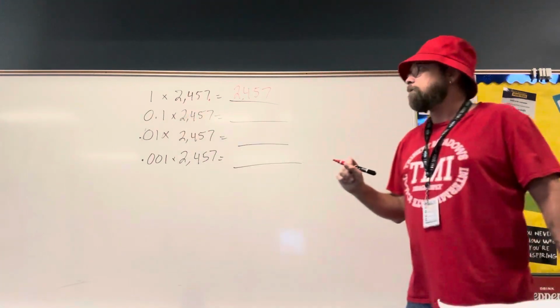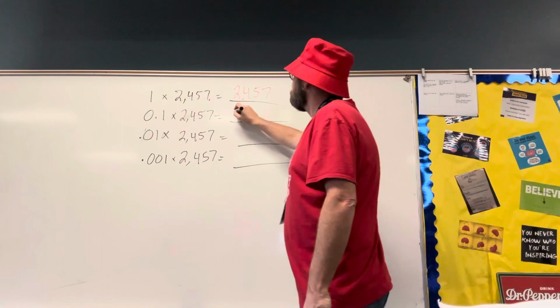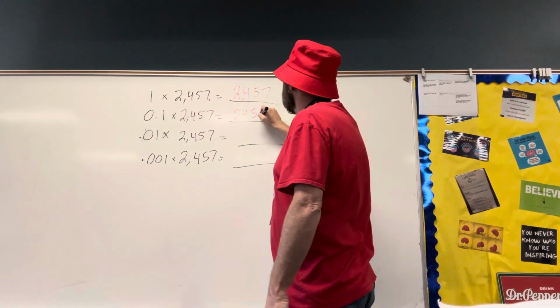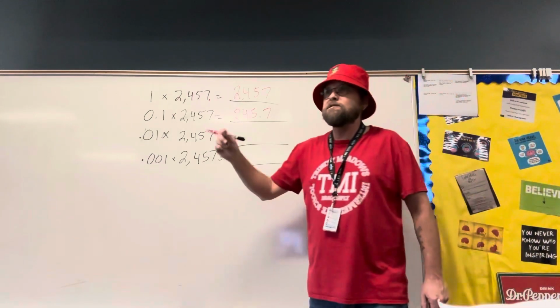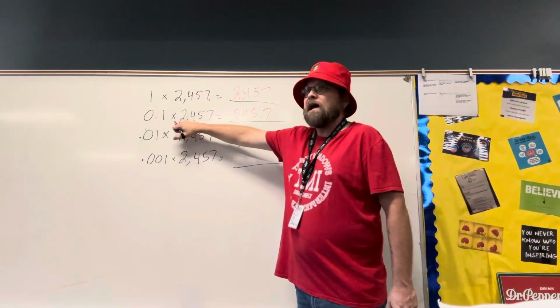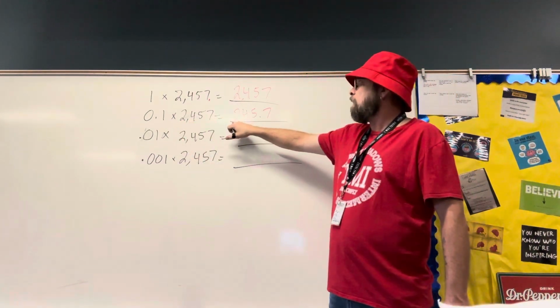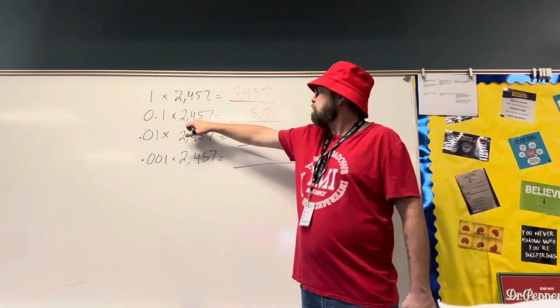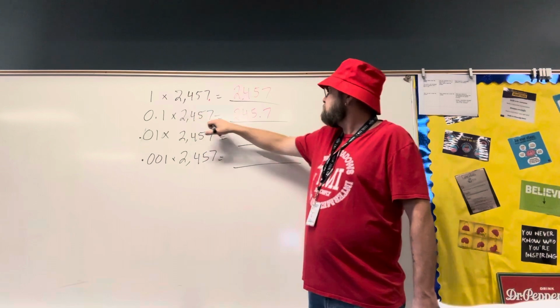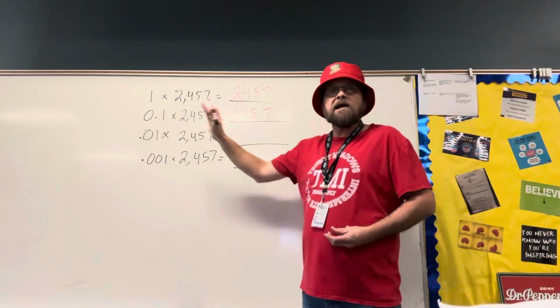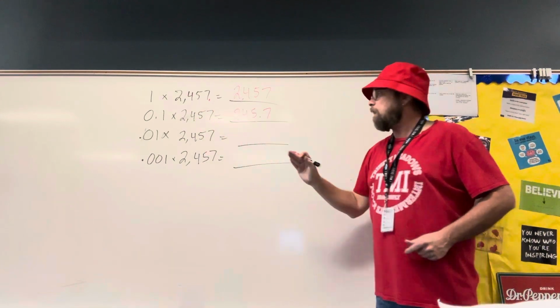2,457 times 1/10. 245.7. Each one of these place values got 10 times smaller. Instead of the thousands, it's now in the hundreds. Instead of the hundreds, it's now in the tens. Instead of the tens, it's now in the ones. They're getting 10 times smaller when we're multiplying by 1/10.